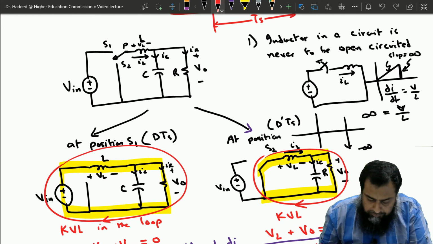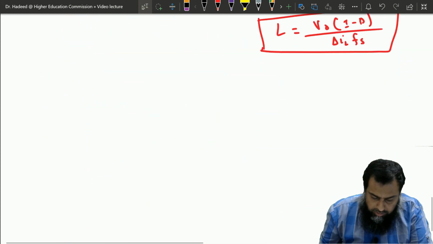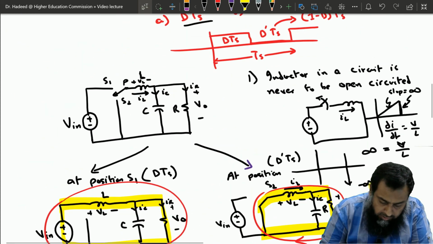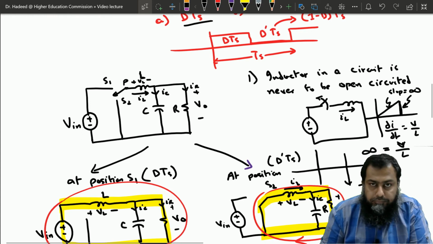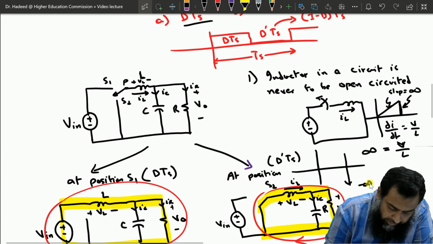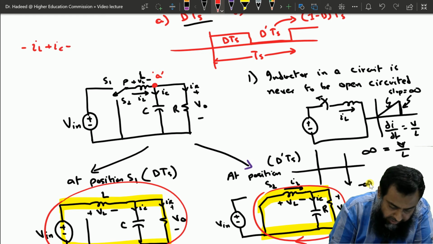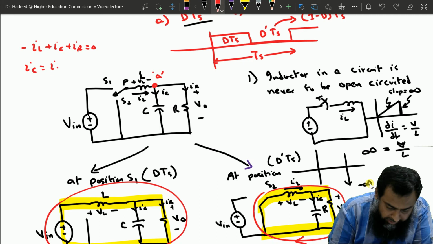This capacitance C cannot be calculated based on the current through the capacitor, because if we apply the KCL at this particular node A, then this IL with a negative sign, because it is entering this node, plus IC plus IR is equal to 0, and this IC is equal to IL minus IR.